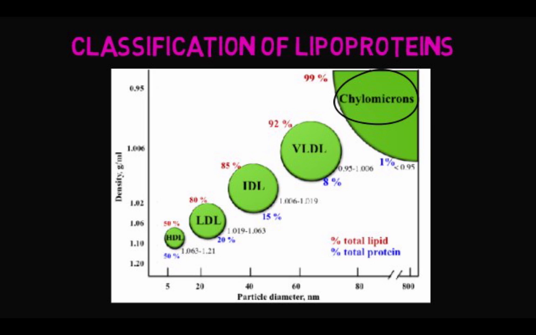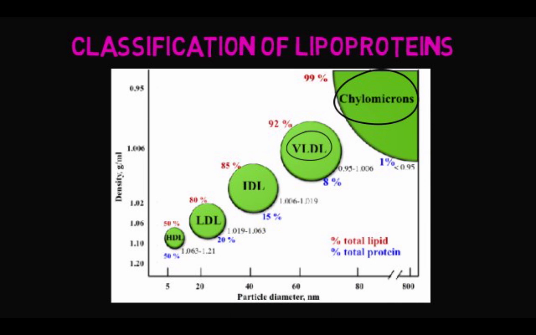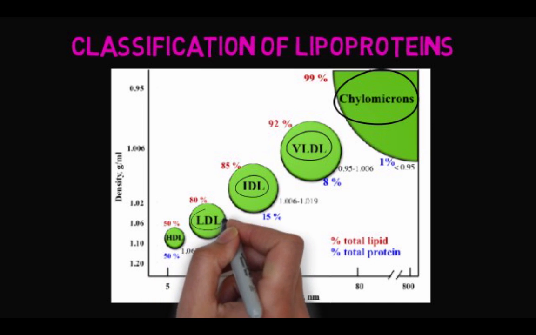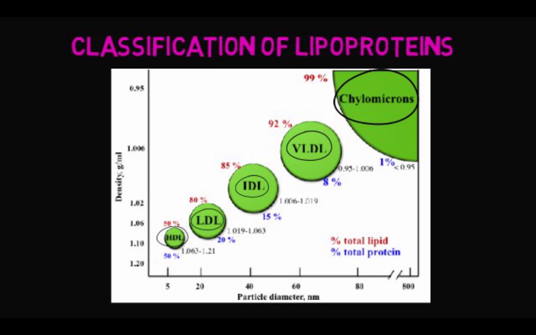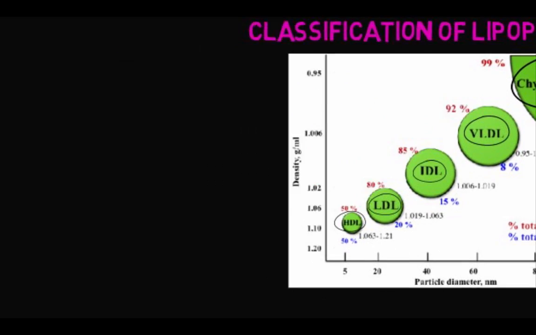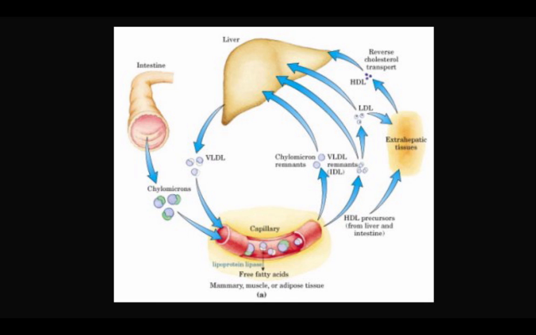Lipoproteins are classified into 5 categories based on their densities: chylomicrons, very low density lipoproteins, intermediate density lipoproteins, low density lipoproteins, and high density lipoproteins. Lipids are less dense than proteins. Therefore, lipoproteins that contain a large proportion of lipids in comparison to protein are less dense than those depleted of lipids.